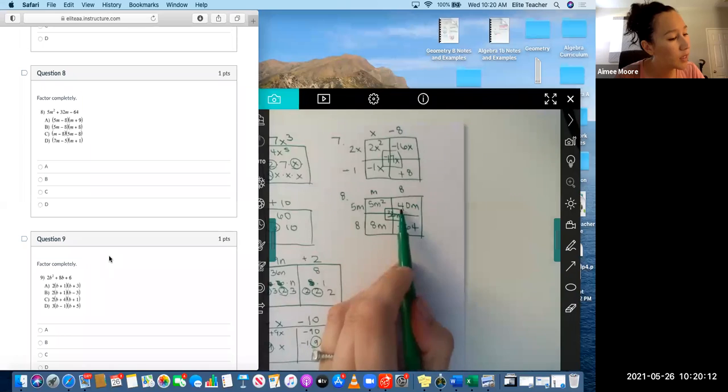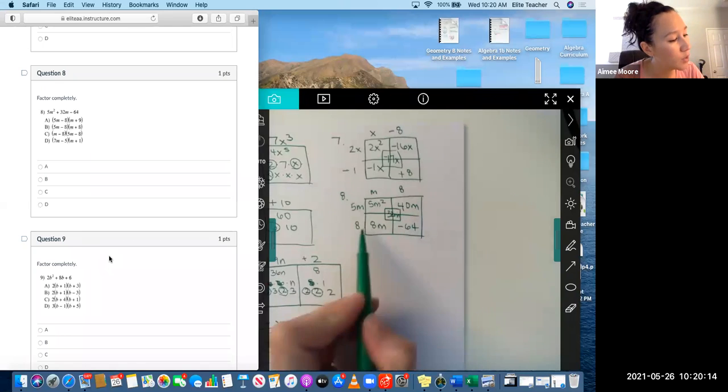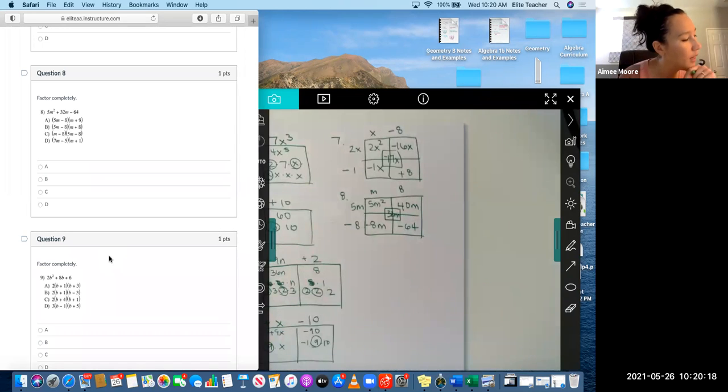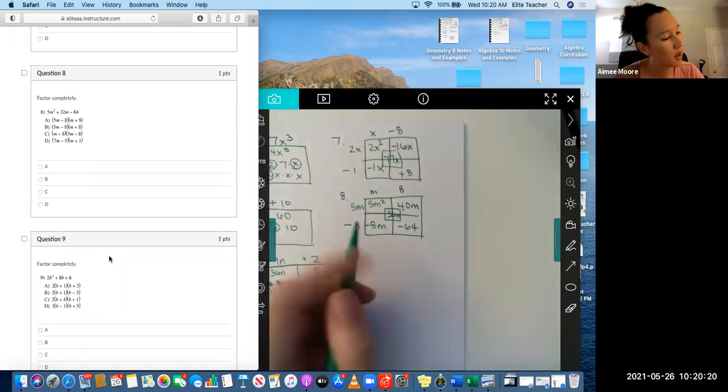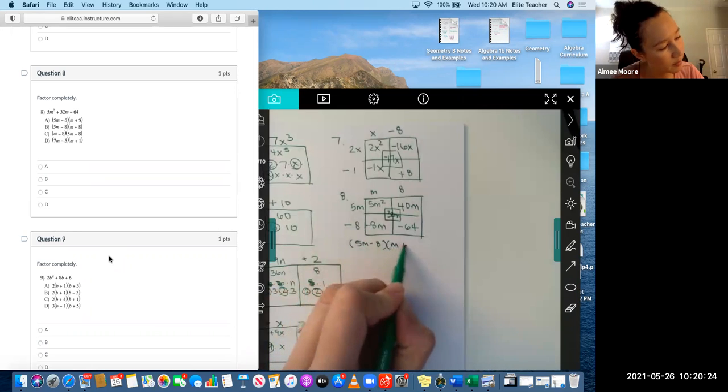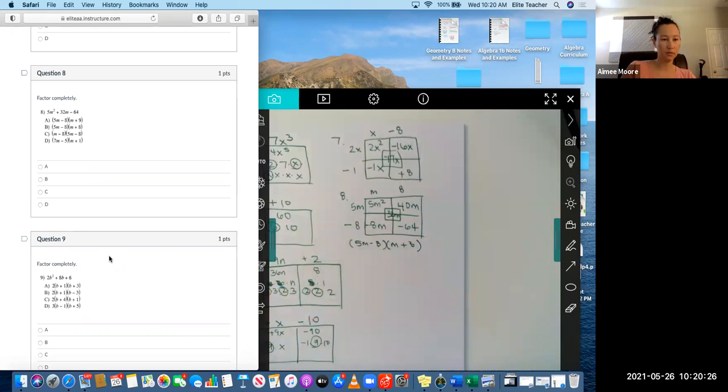So what do we need to do? 40m, we need to take away 8 of those m's to get 32. So this 8 is a negative. So there's our answer: 5m minus 8 and m plus 8. Any questions on number 8?